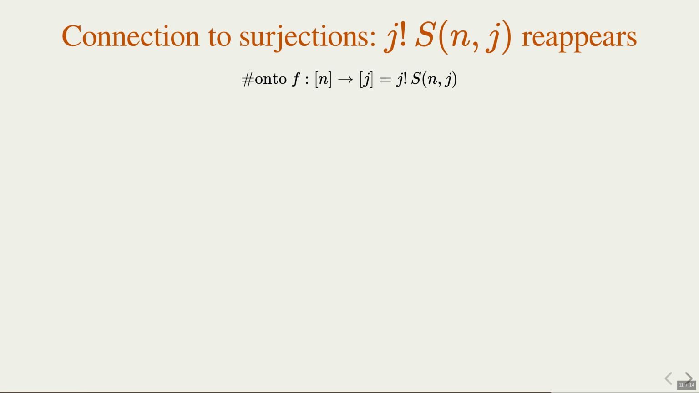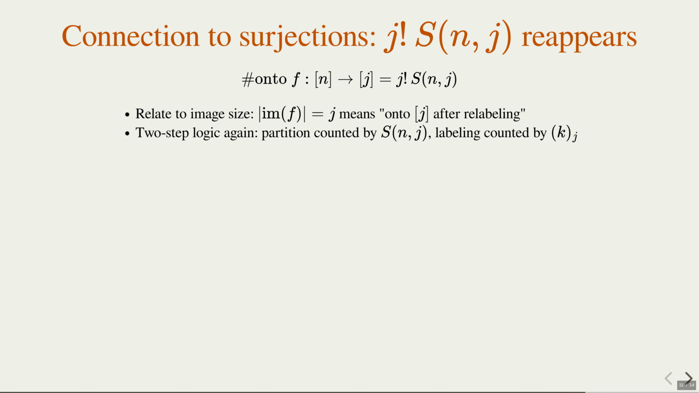Connection to surjections. j factorial times S of n, j reappears. This is exactly the onto formula. Partition into j non-empty fibers, then label those fibers by the j targets in all possible orders. Because if a function uses exactly j output values, then after you rename those outputs as 1 through j, it becomes a surjection onto a j element set, and the only extra choice is which j labels in k those outputs were. So the whole lecture is one repeated move. Structure first, label second. Stirling numbers count the structure, and falling factorials count the labels.